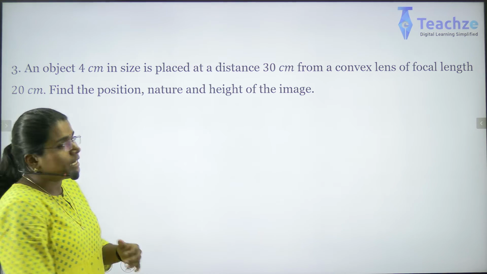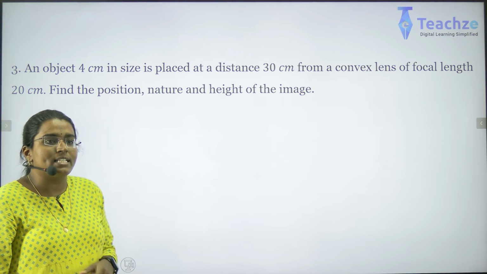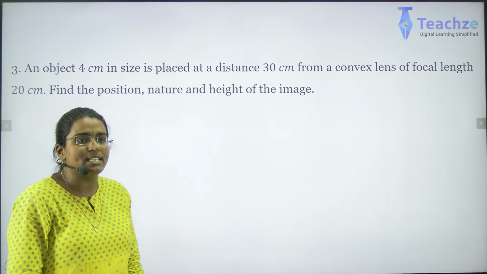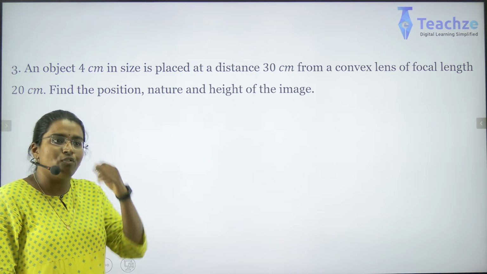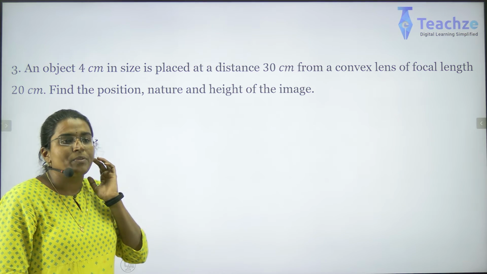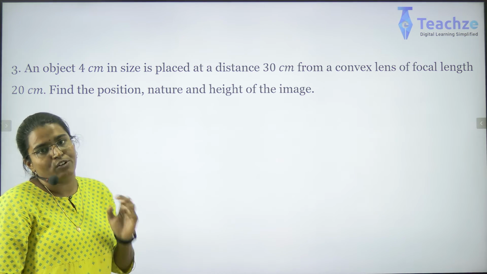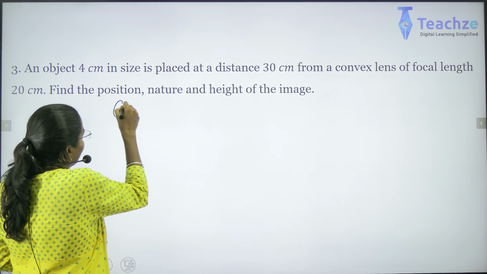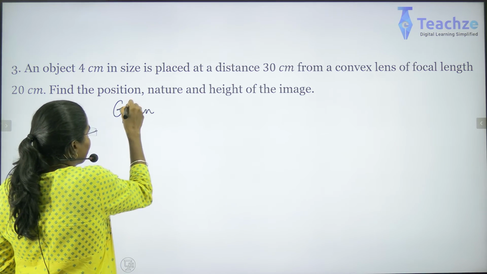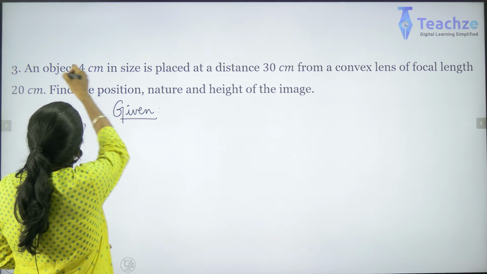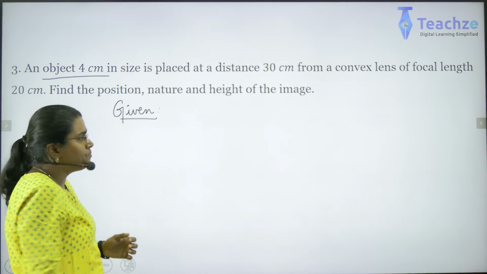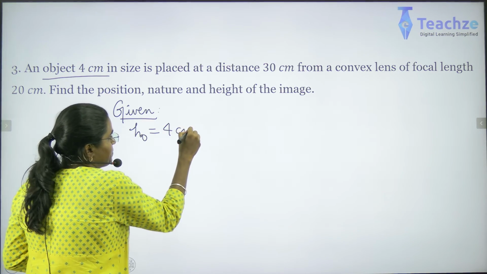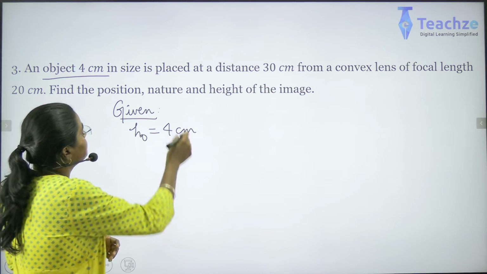Good. Now, an object 4 centimeter in size is placed at a distance 30 centimeter from a convex lens of focal length 20 centimeter. Find the position, nature, and the height of the image. Now, what is given? Just write what is all given in your question. Object of 4 centimeter. So, HO is 4 centimeter. It is positive always.